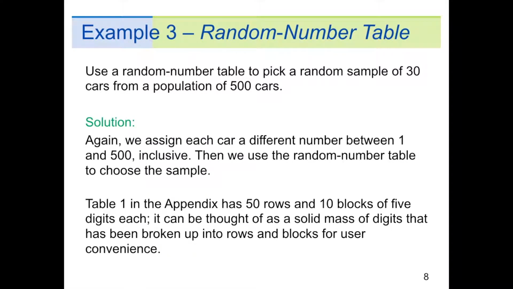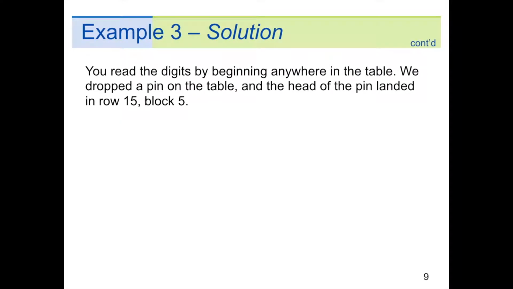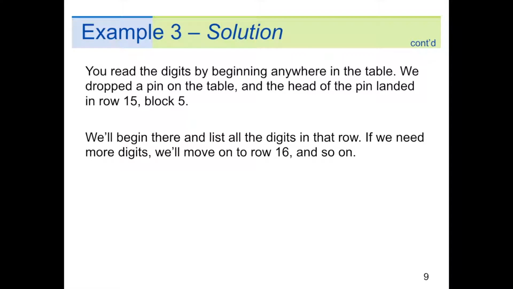In Table 1 in the appendix, as I just mentioned, there are 50 rows and 10 blocks of 5 digits each. It can be thought of as a solid mass of digits that has been broken up into rows and blocks for user convenience. You read the digits by beginning anywhere in the table. We dropped a pin on the table, and the head of the pin landed in row 15, block 5. We'll begin there and list all the digits in that row. If we need more digits, we'll move on to row 16 and so on.